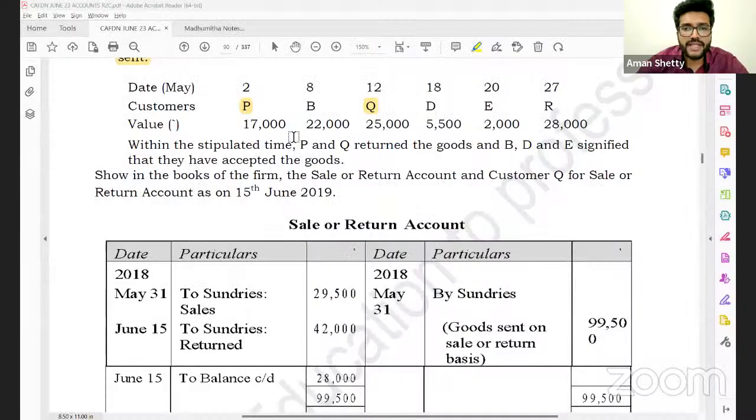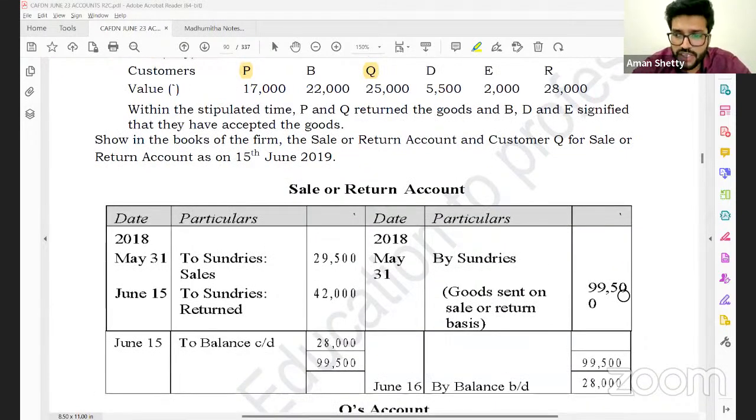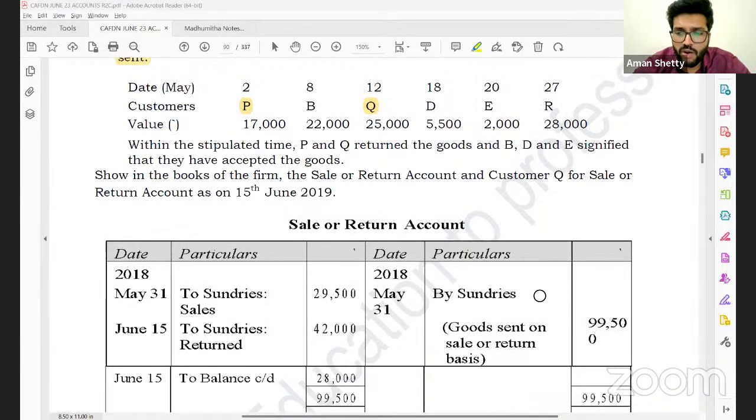So again, when sale happens, that is B, D, and E, correct? 22,000, 5,500, and 2,000. When you add all of these three, it becomes 29,500, to sundries sales, to sundries return. This is actually B, D, and E. So only for your understanding, in the books you can mention sundries and put arrow marks and then write down P, B, Q, D, E, R. Add the money: P plus B plus Q plus D plus E plus R. Then you get 99,500.